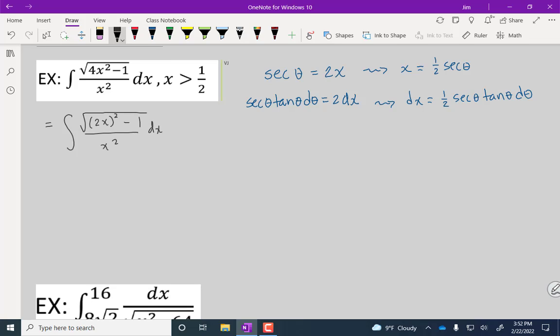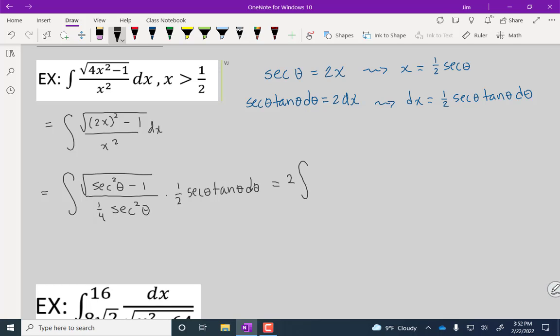All right, so let's try our substitution then. 2x is secant, so this is going to be secant squared minus 1 in here. The denominator is x squared, so we take this x and we square it, that's 1/4, and that's secant squared. And now the dx, that's down here, so that's 1/2 secant tangent. This turns into a constant out in front of 2. 1/4 here, dividing by 1/4 means multiplying by 4. And then 4 times 1/2 is 2.